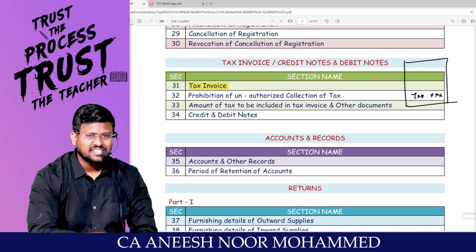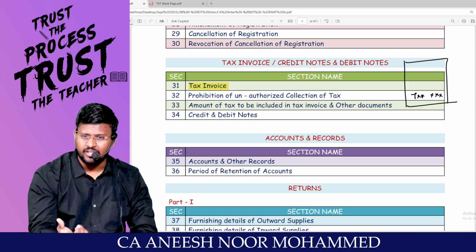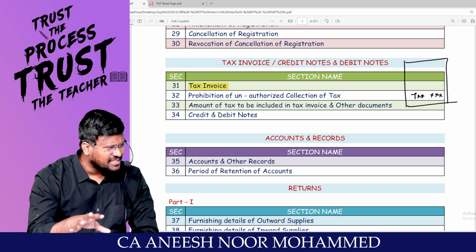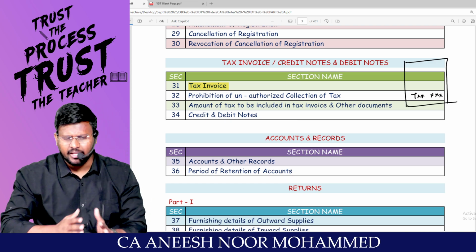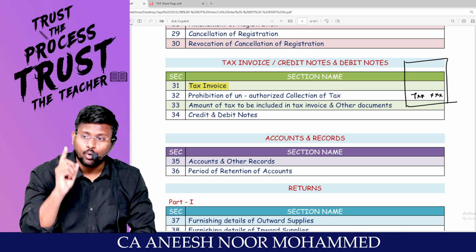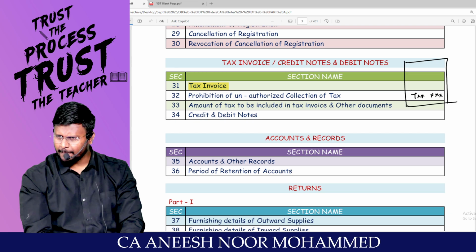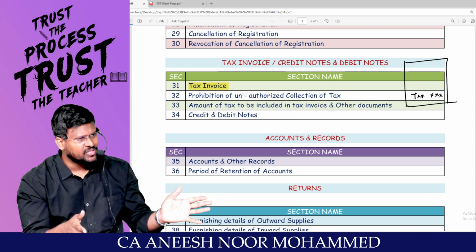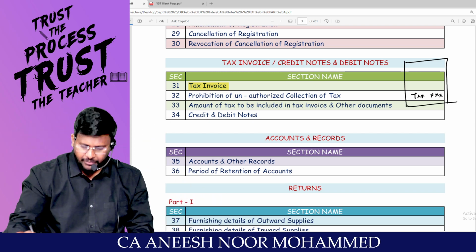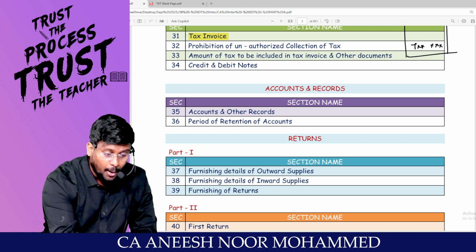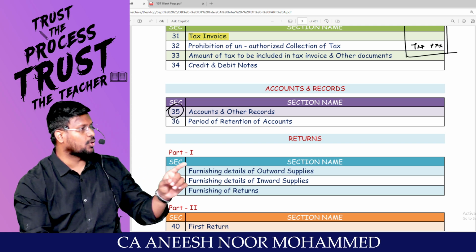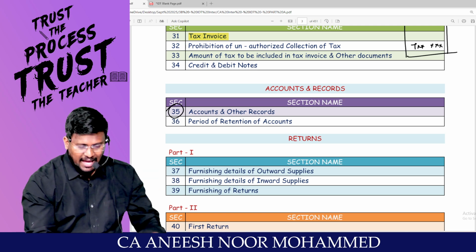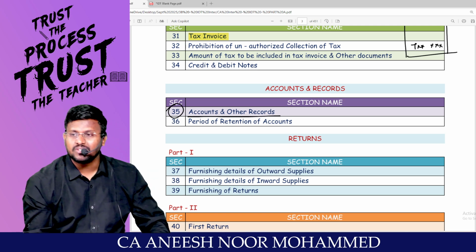After you raise a tax invoice, if you want to change the tax invoice, either the value of supply or the tax, or if there is an increase or decrease, you are supposed to raise the debit note and credit note. Right? Let me ask you a question. Will you do one inward supply, one outward supply, or multiple inward, multiple outward supply? So, properly maintain the books of accounts. Properly maintain the accounts and other records as per section 35.